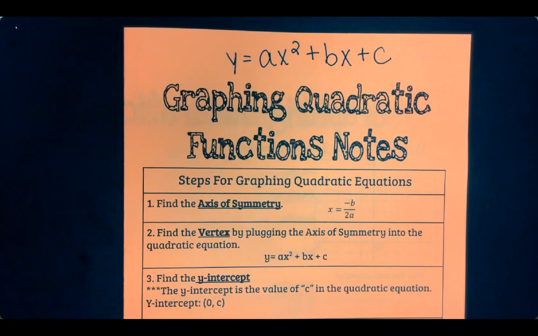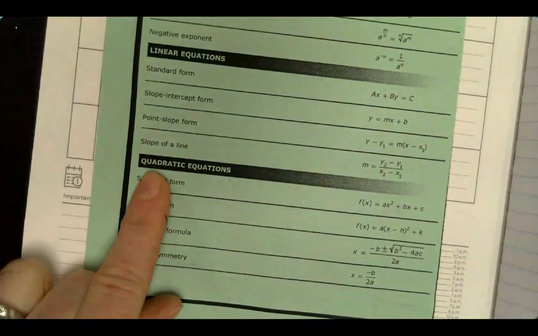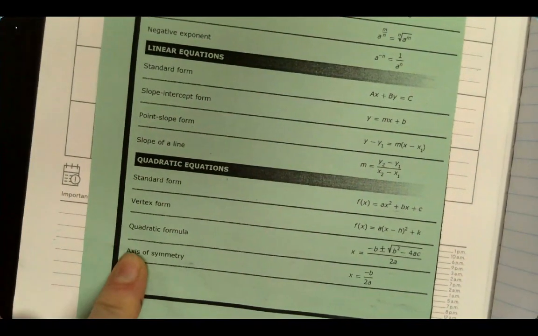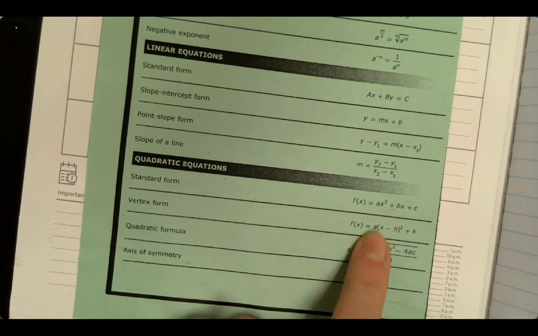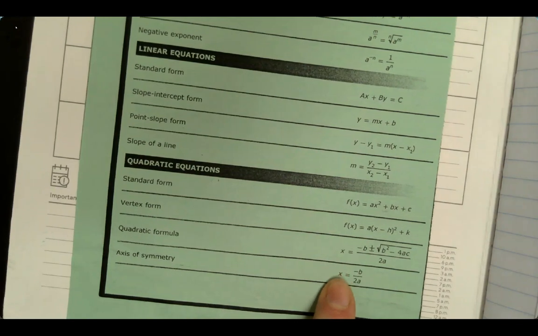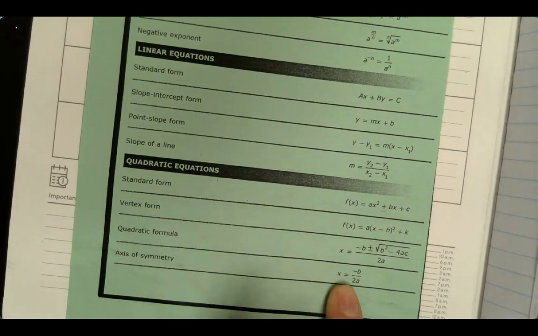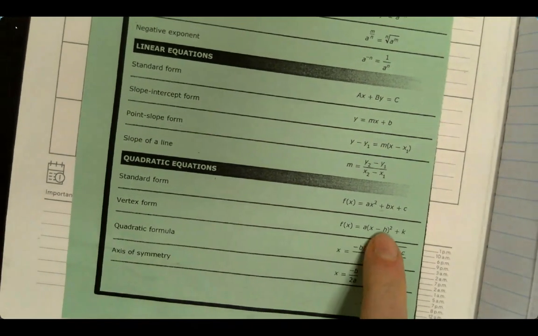So a lot of these things are on your formula chart, which you will have access to whenever you take your test. So let me show you where that's at real quick. If you go here, see how it says quadratic equations? We have all of these for quadratics. Standard form is this, ax squared plus bx plus c. So a, b, and c are numbers that will be used for the quadratic formula, which we will learn more about too. And then the axis of symmetry is the line that cuts the parabola in half. And then vertex form is something we'll do later.